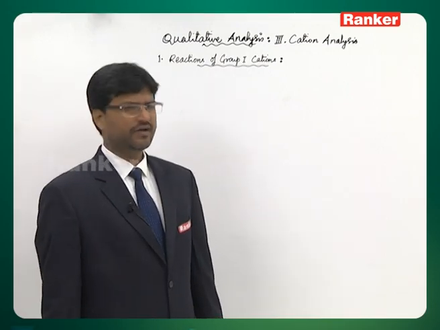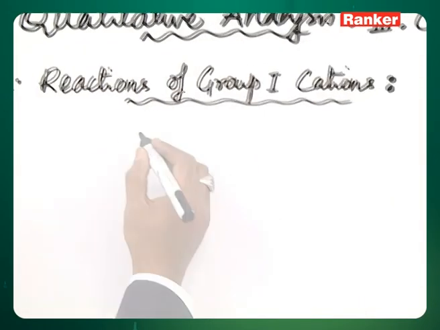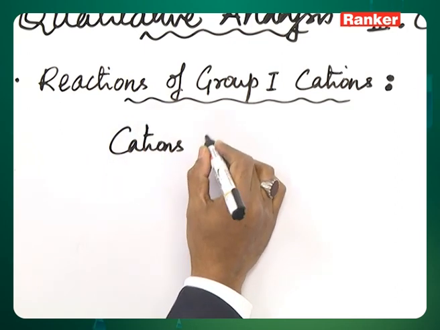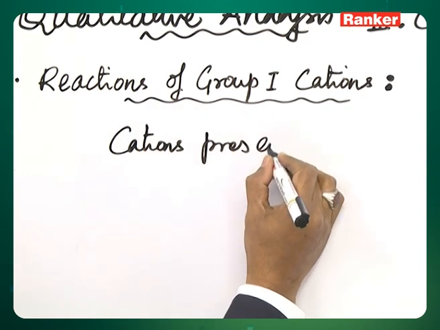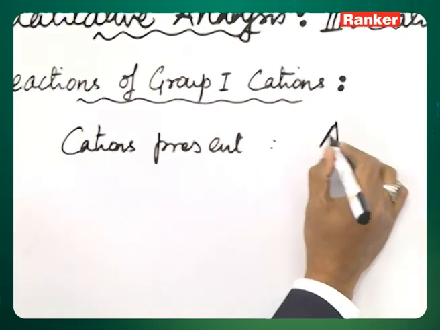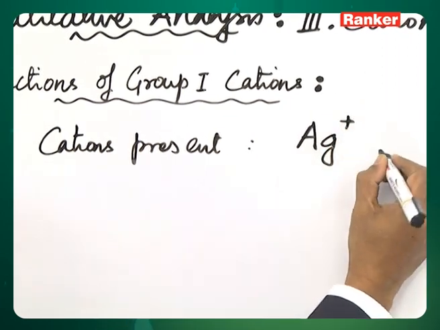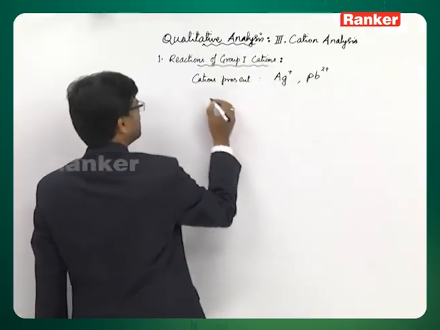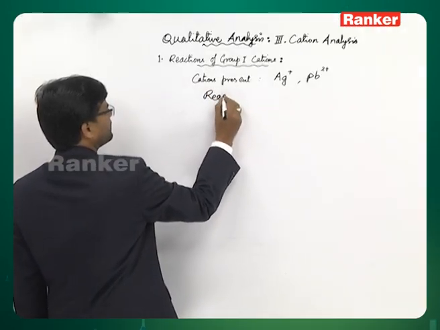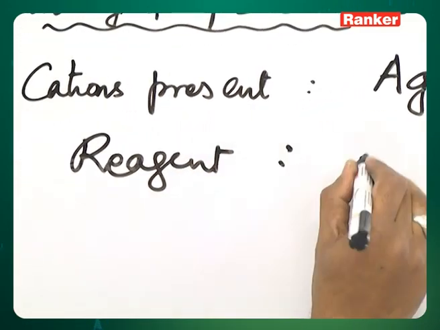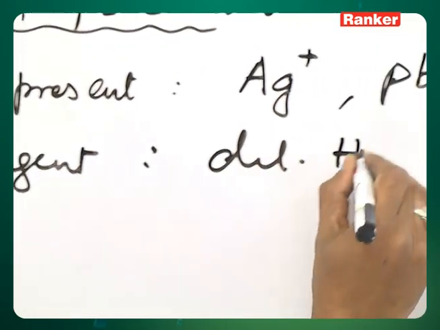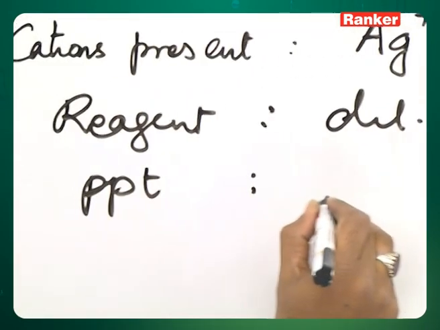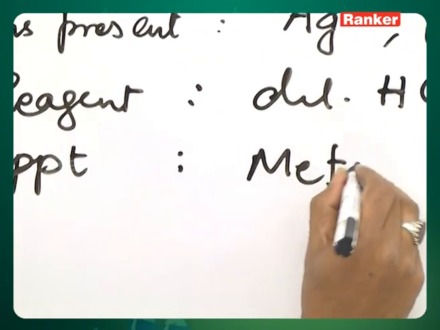Let's now learn reactions of group 1 cations. What are the cations present in group 1? Cations present are Ag plus, Pb2 plus, and the reagent is dilute HCl, and we know that the precipitate is metal chloride.